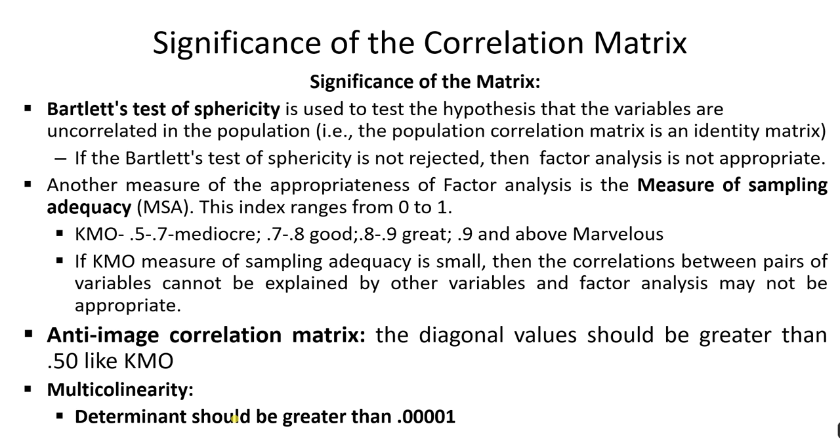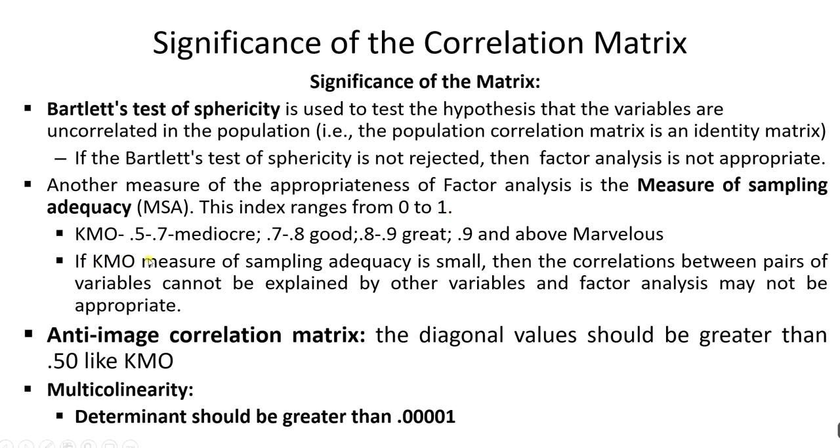Another measure is called MSA, the measure of sampling adequacy. And the Kaiser-Meyer-Olkin MSA is generally calculated, which ranges from 0 to 1. If this KMO value is less than 0.5, then generally the correlation matrix is not considered good for factor analysis. So, the larger the KMO value, the better the correlation matrix is for factor analysis.